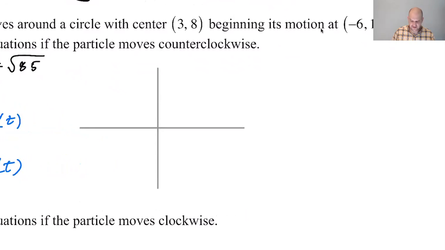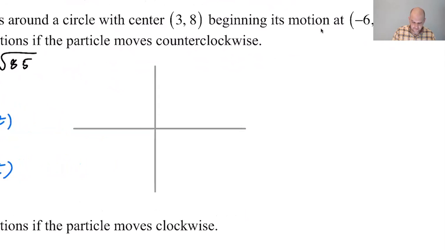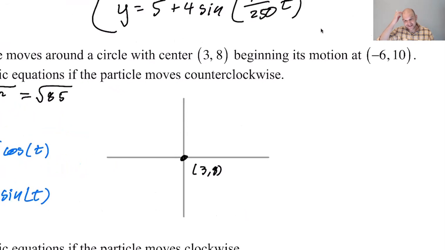It's not like the x-axis, y-axis. It's just horizontal and vertical. And in the middle of the gray axes, I'm going to put the point (3, 8), because that's the center of the circle. So now, once I have that, it's pretty easy.